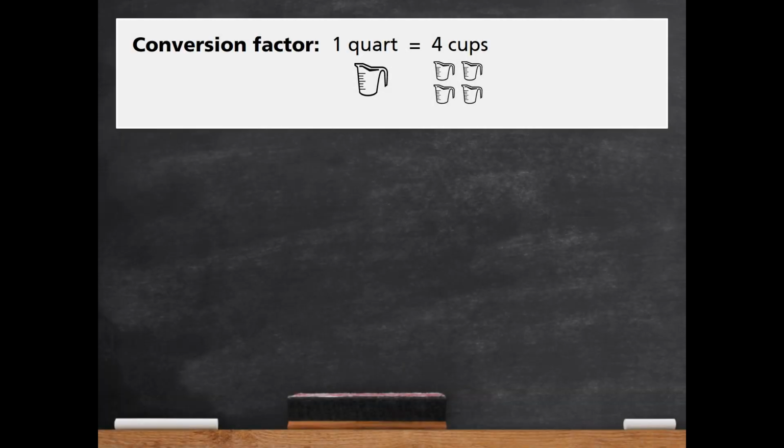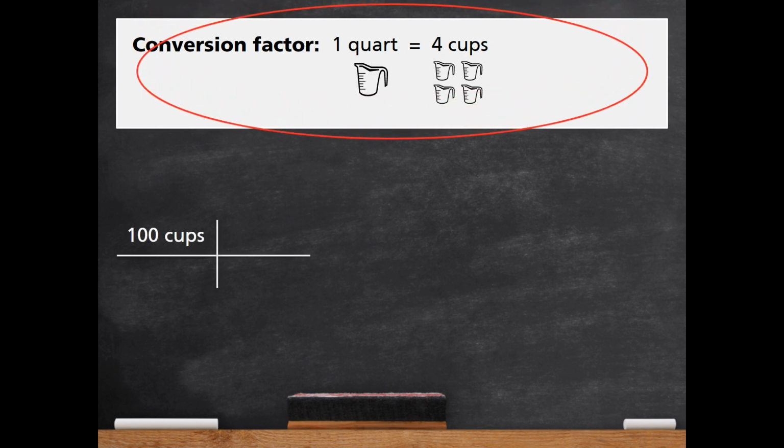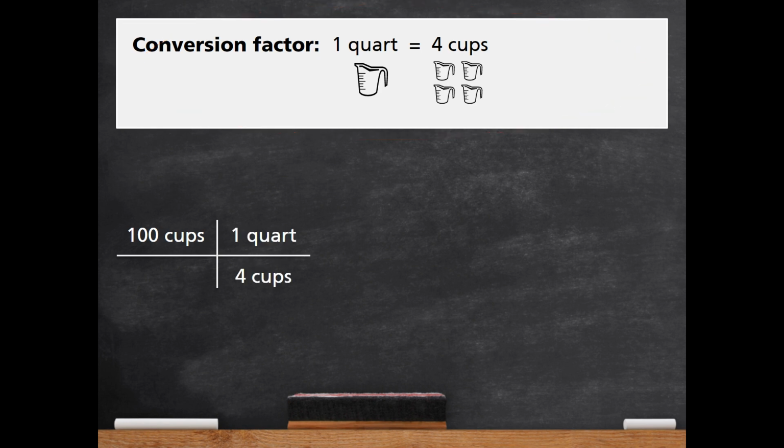Remember, the first step is to write down your starting measurement, which is 100 cups. Next, we add the conversion factor. Do we put cups or quarts on top? Think about the measurement we want to end up with. We put quarts on top and cups on the bottom because we want the cups measurement to cancel out.